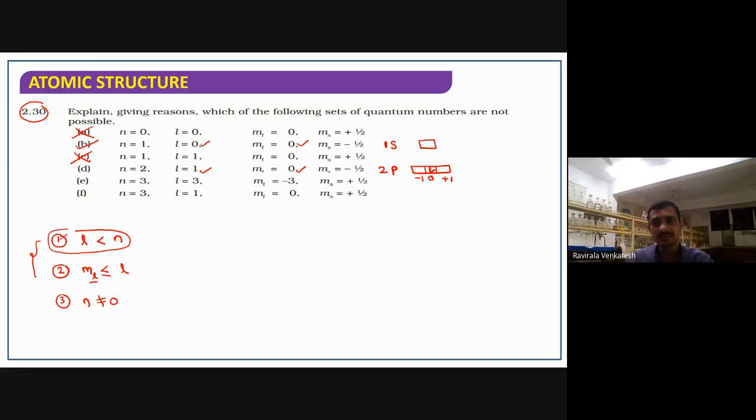In this way also we can see. Downward means minus half. Where are you putting it? The electron in ml equal to 0. Here I am putting it, ml equal to 0. So this is possible. D is possible.